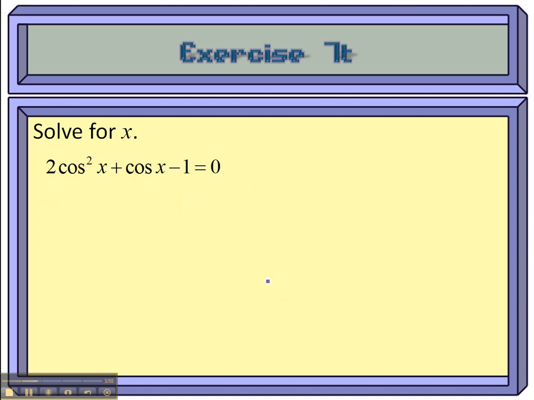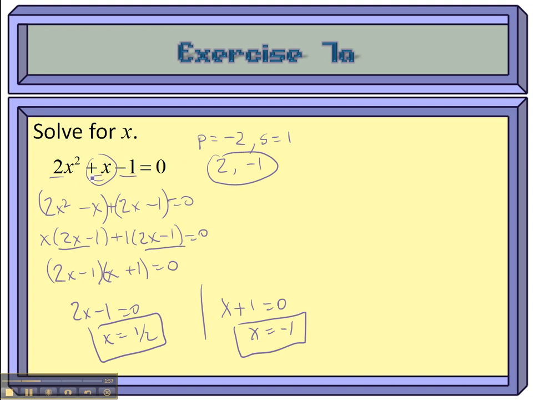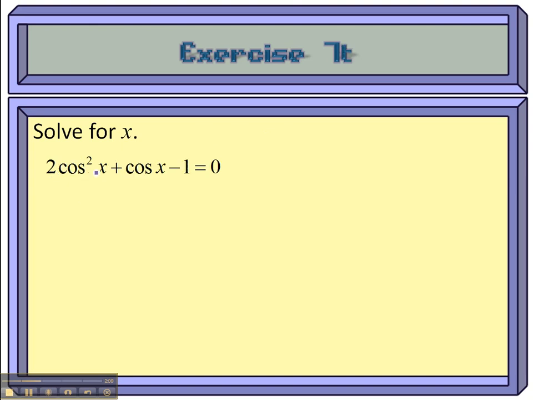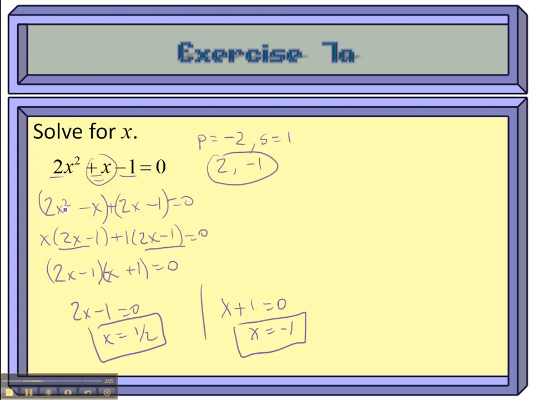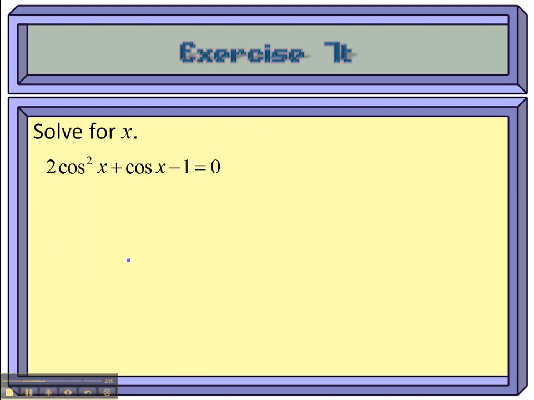On the trig side of things, notice that this is basically in the same quadratic form as the previous equation. Right? The only difference is that instead of just x squared here, we have cosine squared and cosine. So this is going to factor exactly like this one did, where it was 2x minus 1 and x plus 1. I'm just going to put the cosines in there. So 2 cosine x minus 1 times cosine x plus 1. Make sure I just got that right.